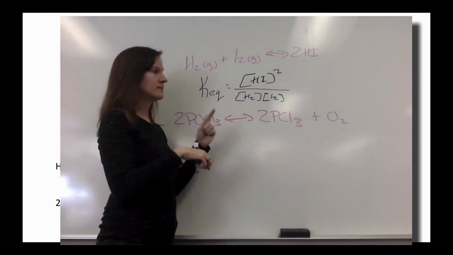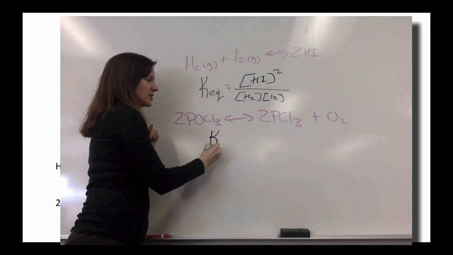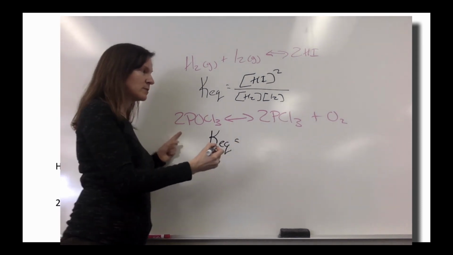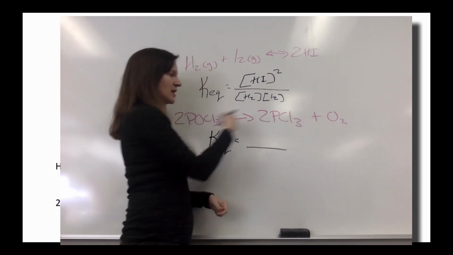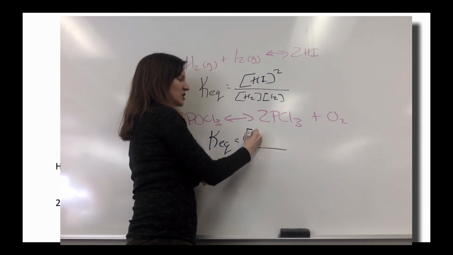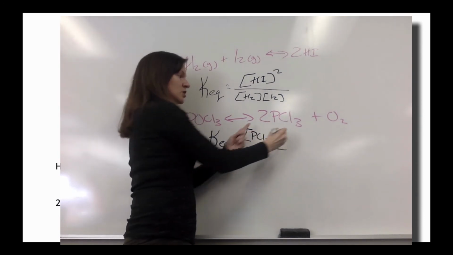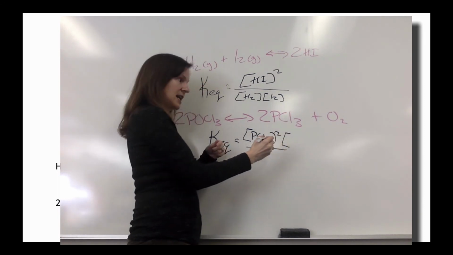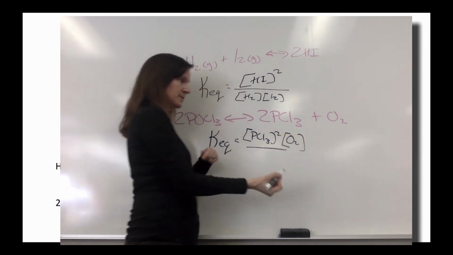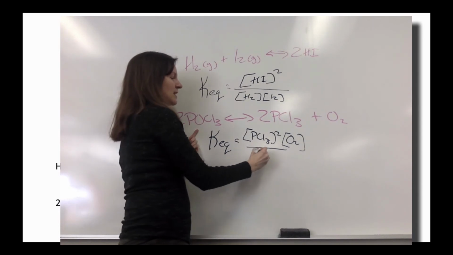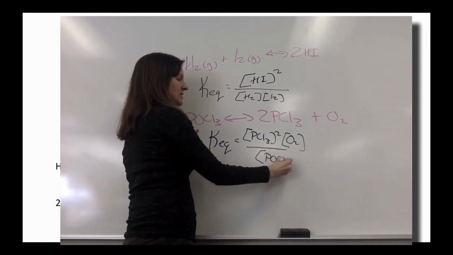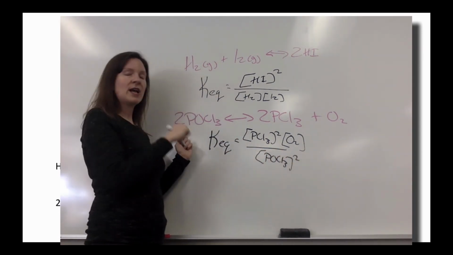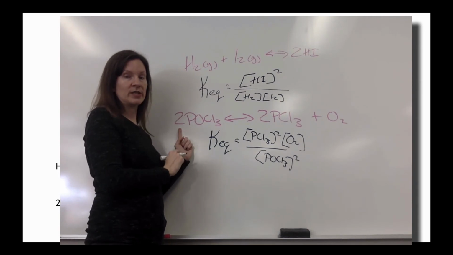If I were to do the KEQ expression for this bottom one, same thing, products over reactants. So it's the concentration of PCl3 squared because of its coefficient. And again, I'm multiplying, not adding, the concentration of O2. Then I'm going to divide that by the concentration of the reactants. And again, in this case, there's just one, and I'm going to square it because of its coefficient.